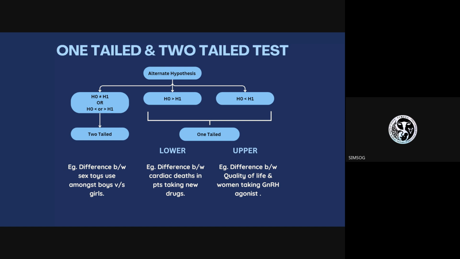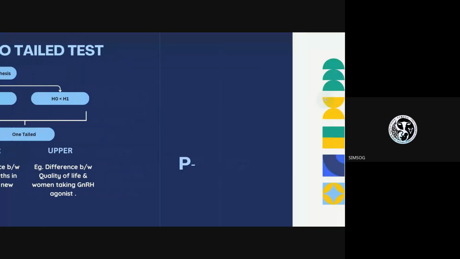So in this case, we would use the upper-ended test, wherein our interventional group taking GnRH agonist would want their quality of life to be only and only better. So that is what a one-tailed or a two-tailed test is.